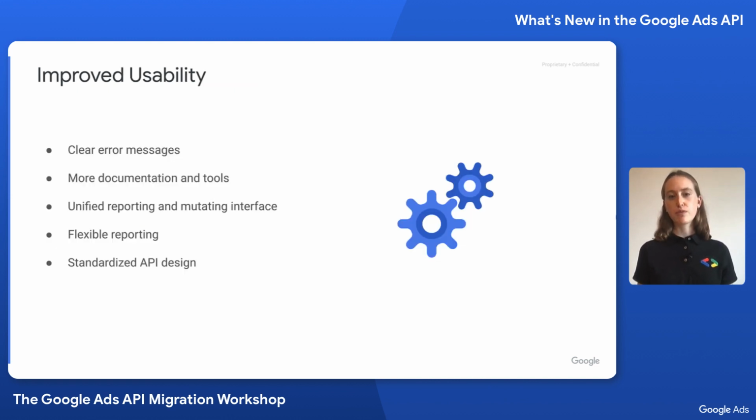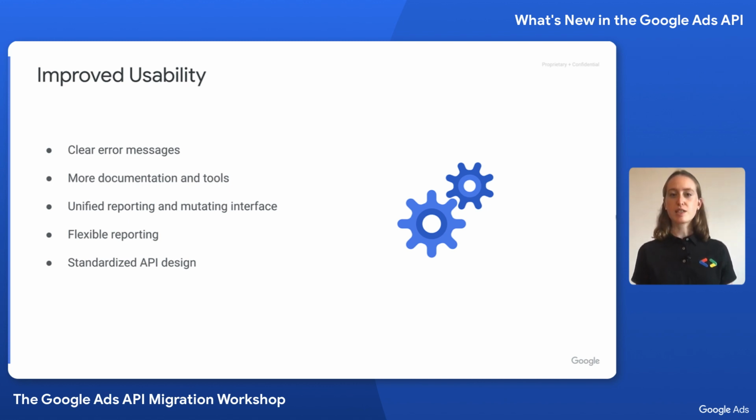In general, we've brought improvements to usability over the AdWords API. The Google Ads API offers clearer error messages, which are more specific and readable to help you debug. There are plenty of new developer resources and tools, including improved and expanded documentation, and some helpful tooling that I'll share examples of in a bit. There's also a unified interface for reporting and mutates, which I'll give more details about later on in the workshop.